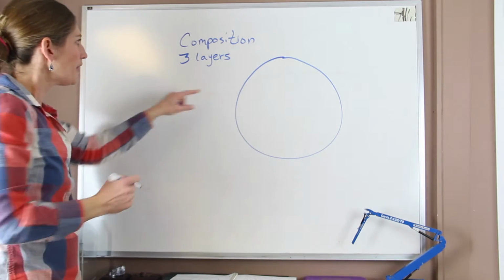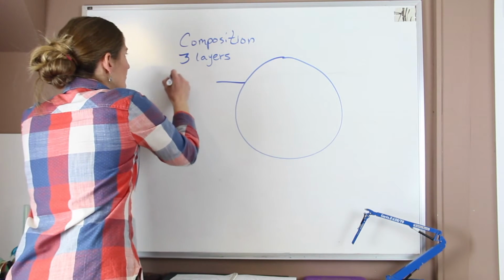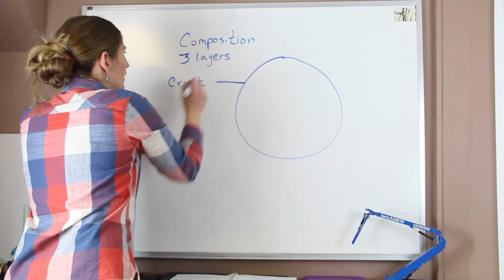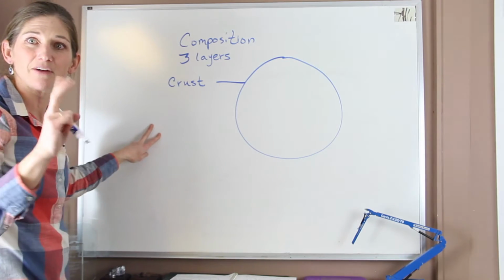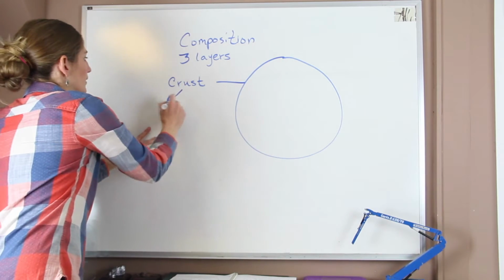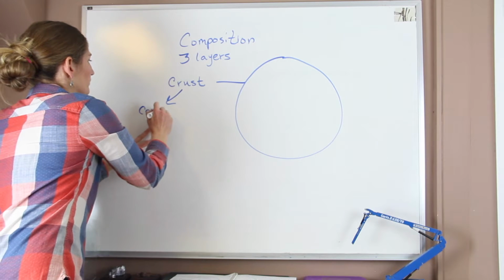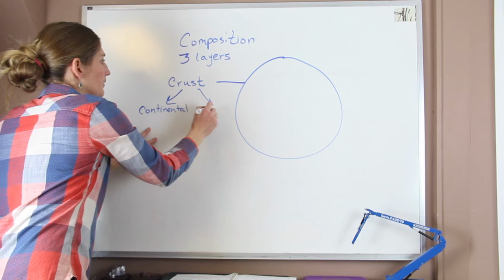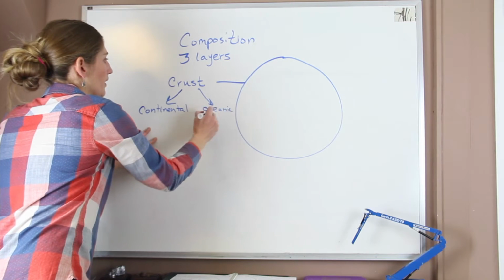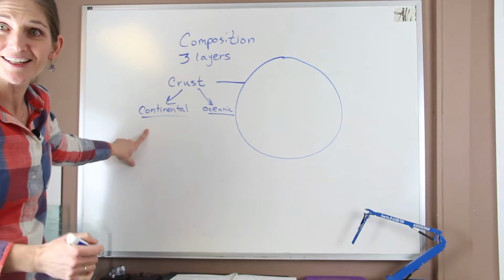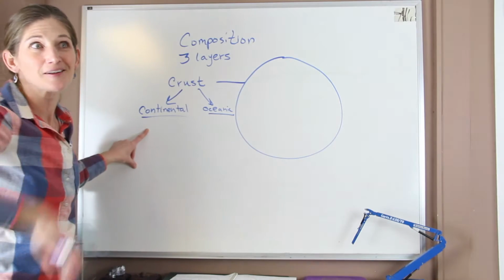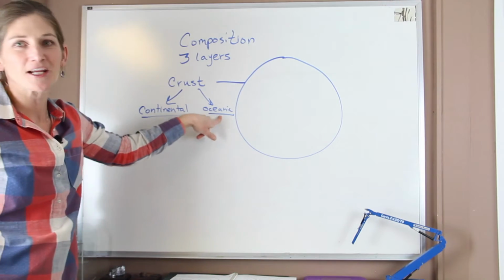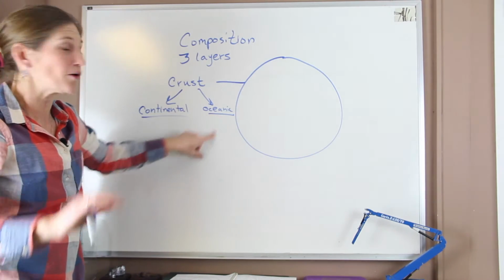On this very surface, we have the crust. Crust on the Earth can be divided into two types. We have continental and we have oceanic. So you're like, what's the difference? Continental crust is found underneath all of our continents. Oceanic crust is found down underneath our oceans.